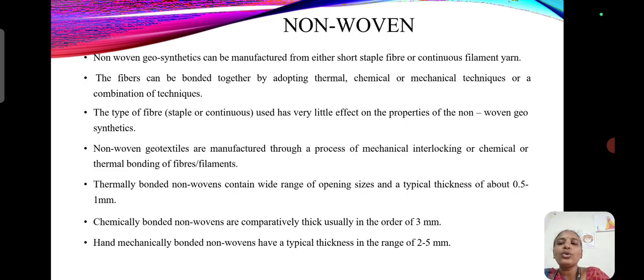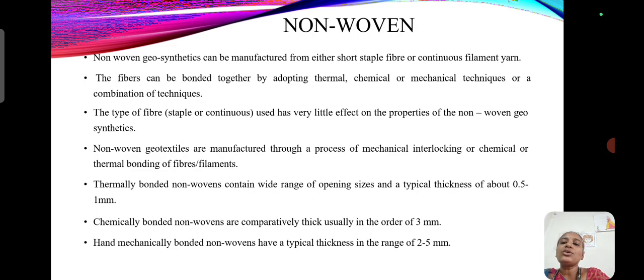When it comes to non-woven, non-woven geosynthetics can be manufactured from either short staple fiber or continuous filament yarn. Short staple fiber is nothing but small pieces of yarn. We have to connect the small pieces of yarn, and only then can we get a long filament yarn. Continuous filament yarn can be formed during the spinning itself. From natural fibers, we can give the example of cotton, which is a short staple yarn, and silk is a continuous filament yarn we can get naturally.